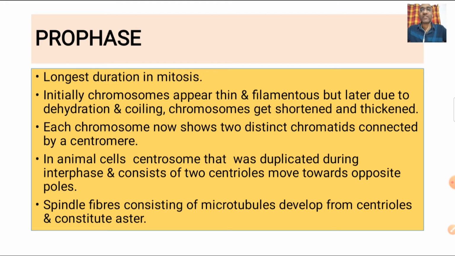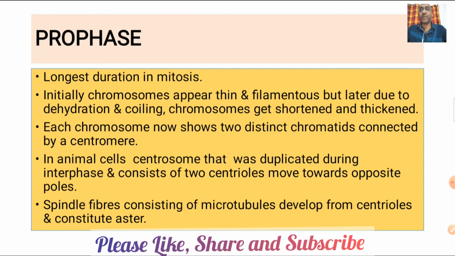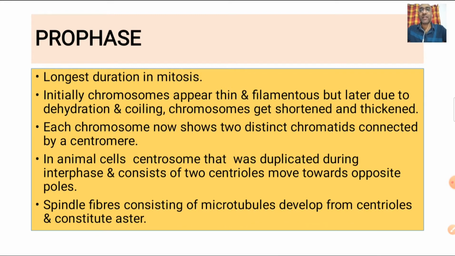Remember, prophase is the longest phase; it takes the lengthiest time. Initially in this phase, the chromosomes appear thin and filamentous, but after dehydration and coiling, the chromosomes get shortened and thickened. At this stage, the chromosome consists of two distinct chromatids connected by a centromere.